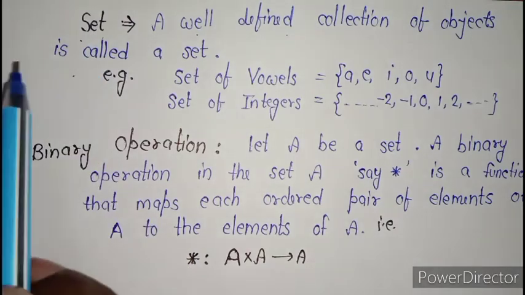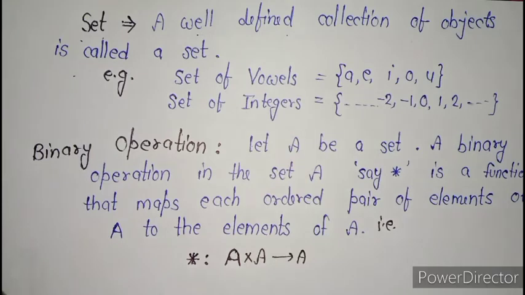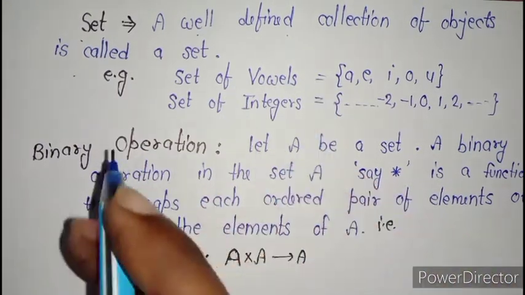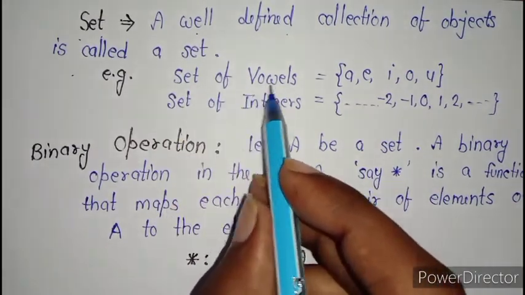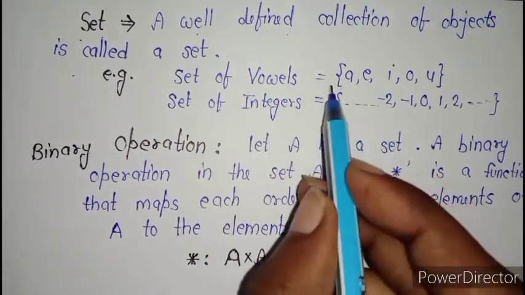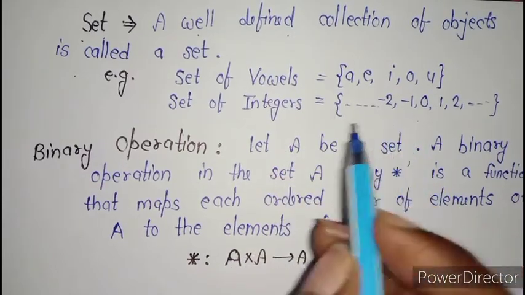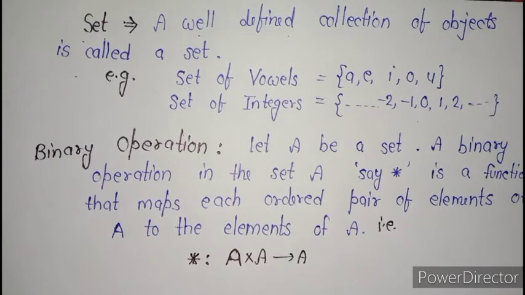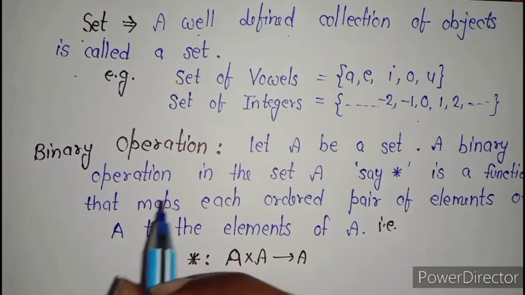We all know about set. It is nothing but a well-defined collection of objects. Suppose we are collecting some kind of objects which have the same properties. Then if we put them in a collection, that collection is called a set. Suppose I am collecting vowels, then that collection is called the set of vowels. If we collect all the integers, then that collection is called the set of integers. We all know this, but since I am starting, I want to tell you.